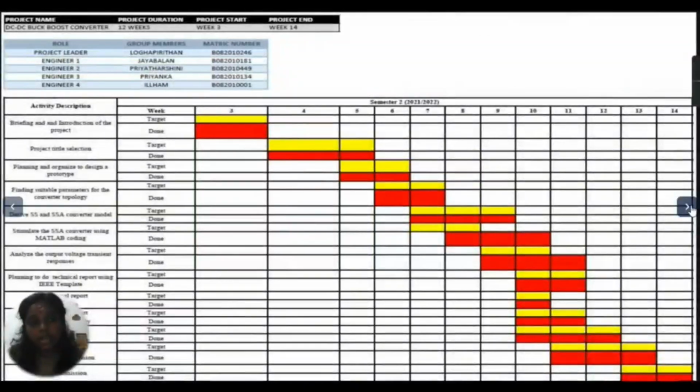Okay, this will be our Gantt chart, where as you can see, the roles of group members are project leader, and engineer 1 until engineer 4.